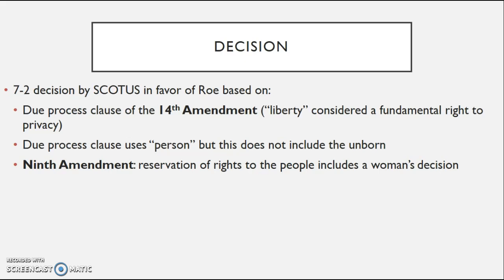They're also going to utilize that idea of a person in the 14th Amendment, that an unborn fetus does not constitute a person. Again, this is coming from the Supreme Court, and as a result, the Due Process Clause does not pertain to the unborn. They're also going to heavily draw upon the Ninth Amendment, as was mentioned earlier, that you have the reservation of rights to the people that includes a woman's decision. So again, the Ninth Amendment is very, very broad, and it was purposely meant that way to include potential further rights.